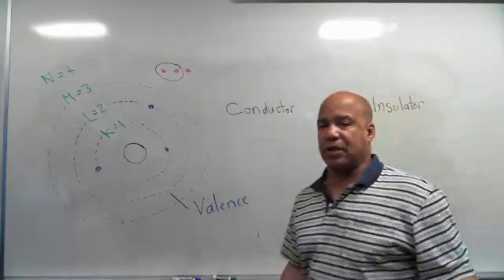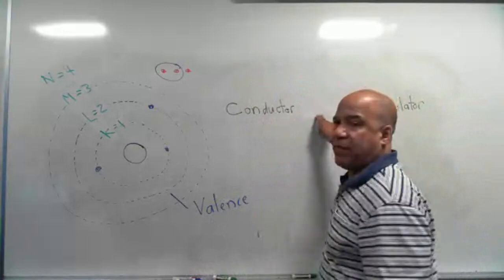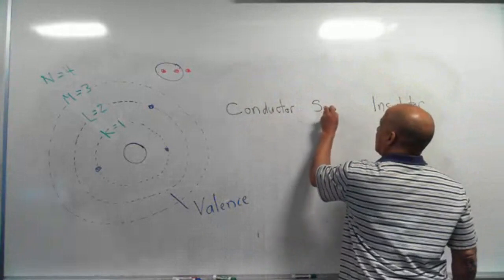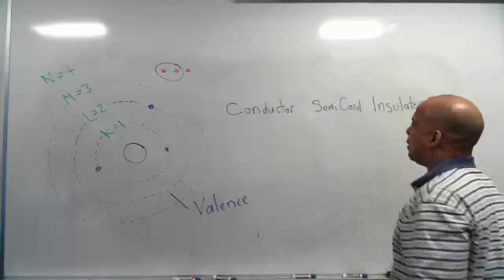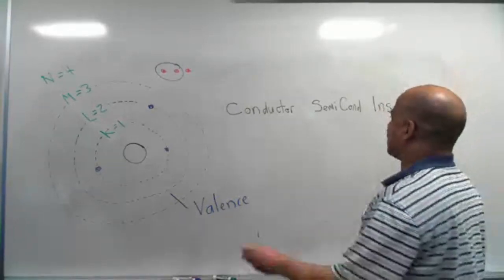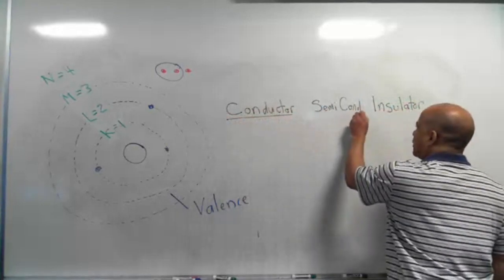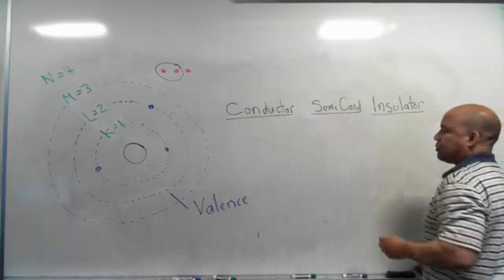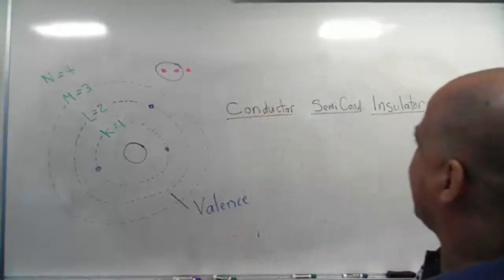You might think to yourself, well, hold on, you said there were three. Well, there really is. There's one more. I'm going to abbreviate it here. You can write it out. It's called a semiconductor. I don't have a lot of room here. Semiconductor. So in the electrical world, there's three classes of materials. There's conductors, there's semiconductors, and there's insulators. So, what is a conductor? Who can tell me what is a conductor?